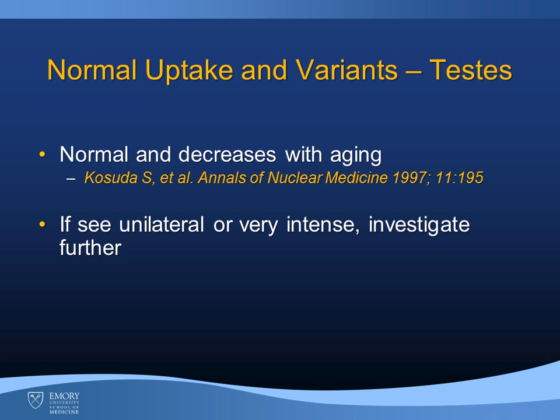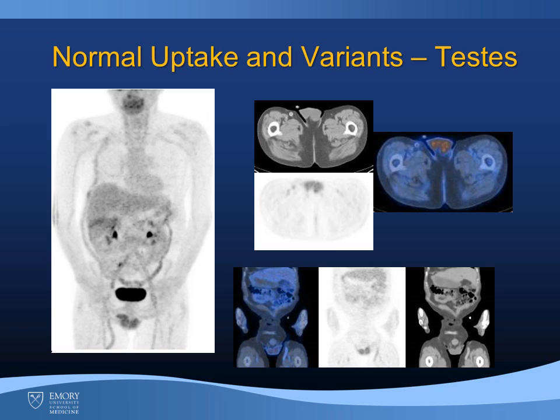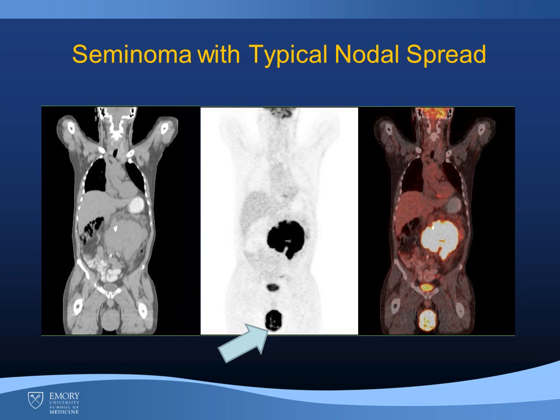Now, the men get equal time here. Testicular activity is normal and decreases with aging. But if you see unilateral or very intense uptake, this should be investigated further. Here we have normal, moderate testicular activity. But if you see something like this, it should be further investigated. In fact, this is seminoma with typical nodal spread into the mid-abdomen.